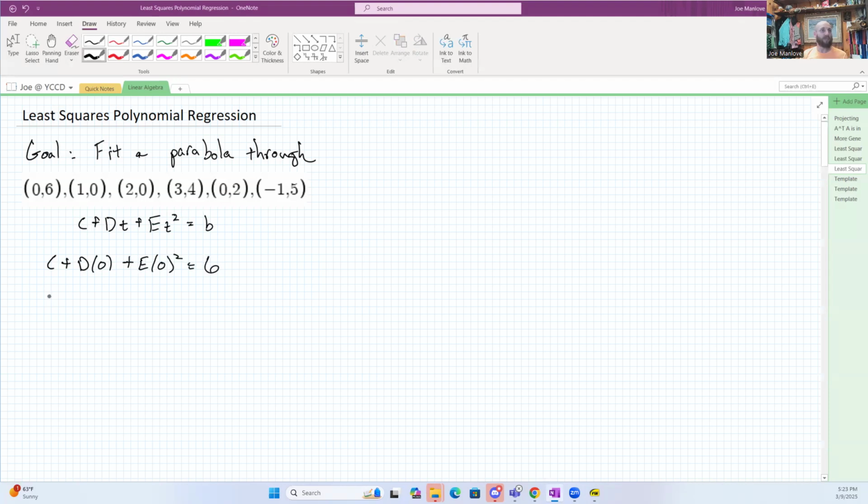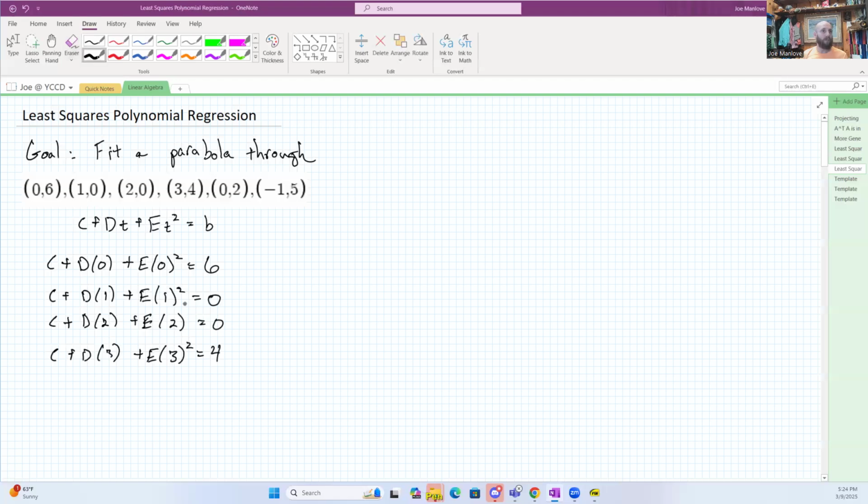And my second data point is c plus d times 1 plus e times 1 squared equals 0. So I'm just getting my t's out of the first slot and my b's out of the second. I'm going to keep writing each of these. So I have c plus d times 2 plus e times 2 squared is equal to 0. And I have c plus d times 3 plus e times 3 squared is equal to 4.